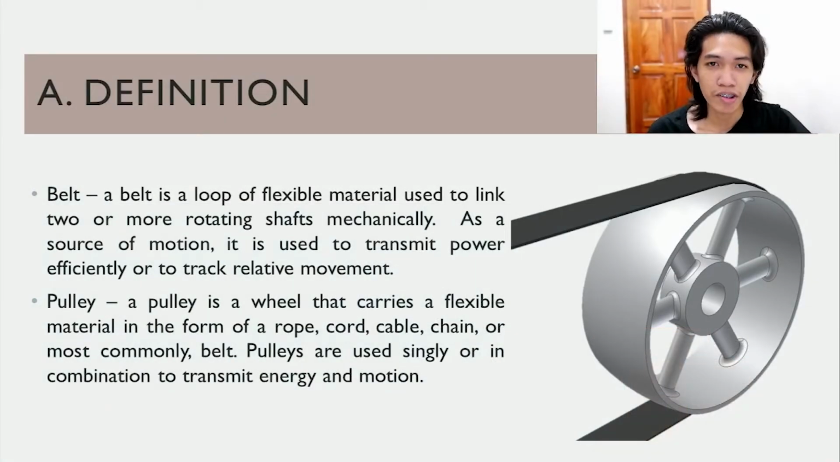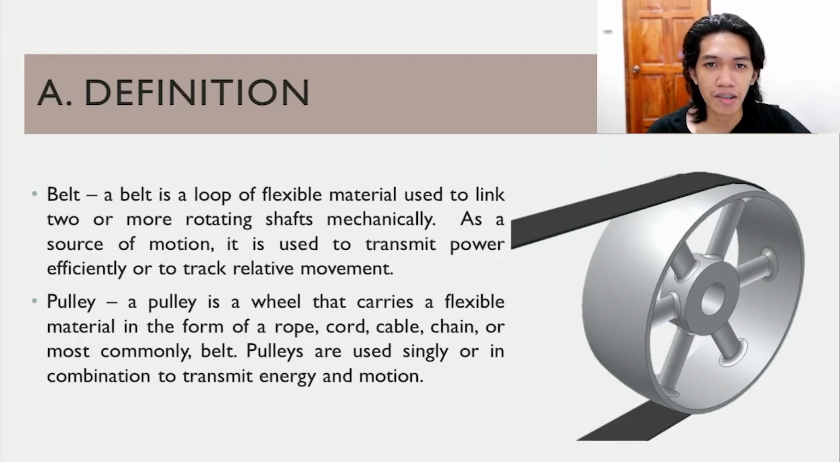Talking about power transmission, a belt is the cheapest form. It is a loop of flexible material used to link two or more rotating shafts mechanically, often in a parallel form. These belts may be used as a source of motion as it transmits power more efficiently.